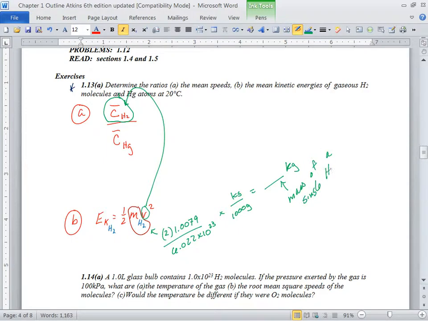What is Avogadro's number? 6.022 times 10 to the 23rd. Molar mass is 1.0079. Right, but what's the units for Avogadro? It's per mole. So you have grams per mole in the numerator, per mole in the denominator, so the per moles cancel. So you end up with just grams. So that's why the only last step I had here is convert those grams to kilograms.